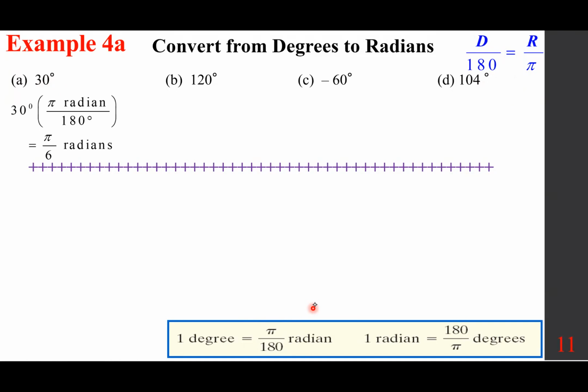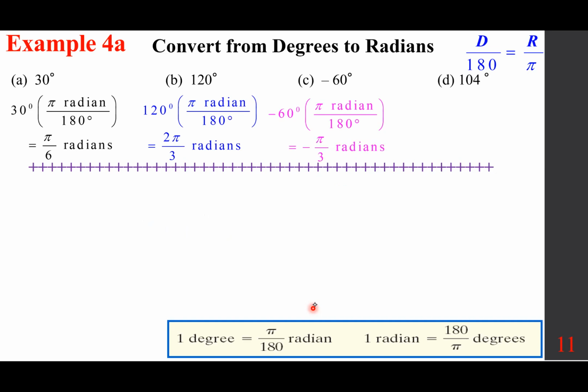And 120 degrees, we multiply again by pi over 180. And we end up with 2 pi over 3. Again, those are common arcs. We know that. Negative 60, it's negative pi over 3. I don't spend too much time on that because I'm hoping this is boring. You remember this stuff. Now, 104 is not a common arc.